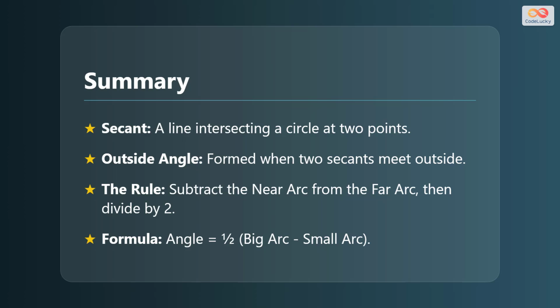To summarize, a secant cuts a circle at 2 points. When 2 secants meet outside, they create an angle. To find that angle, take the big arc, subtract the small arc, and divide the answer by 2. Master this formula, and you will solve these problems with ease.